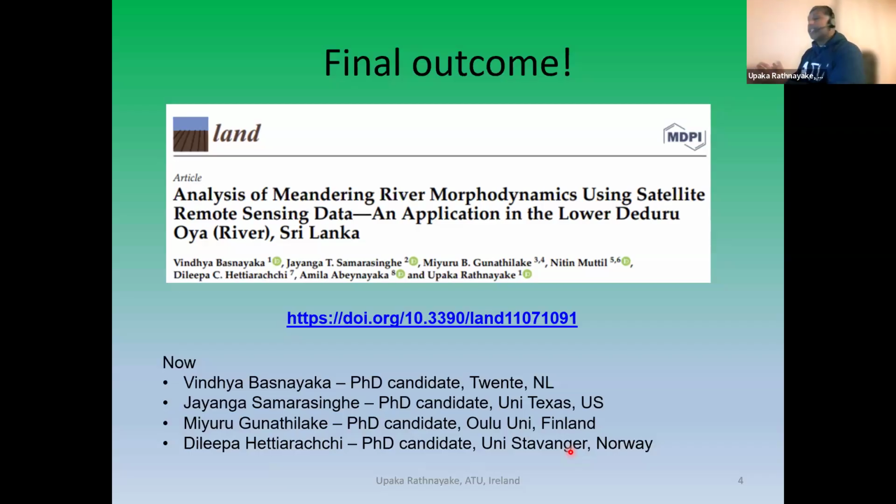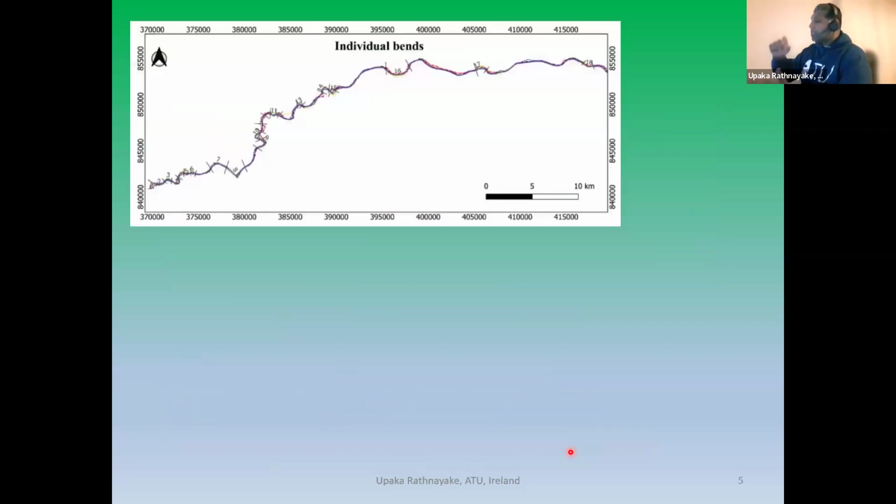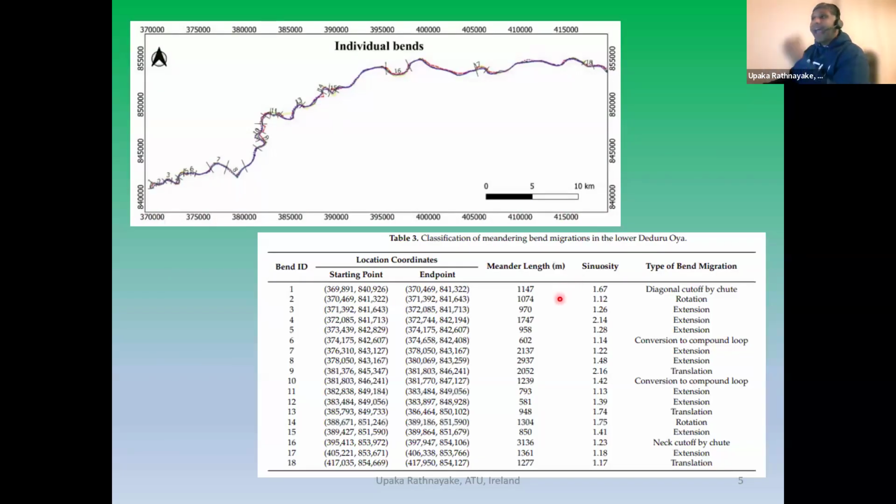So we faced a lot of difficulties in Sri Lanka when we worked, because of COVID-19 and so on. But anyhow, we obtained very good results from this work. You can see that we worked along several kilometers of the lower basin, and we identified a set of meandering bends in this river. We were able to give the coordinates, the meandering length, and also the type of bend migration. So this is very important.